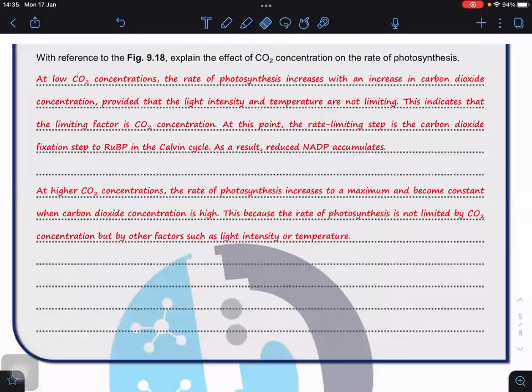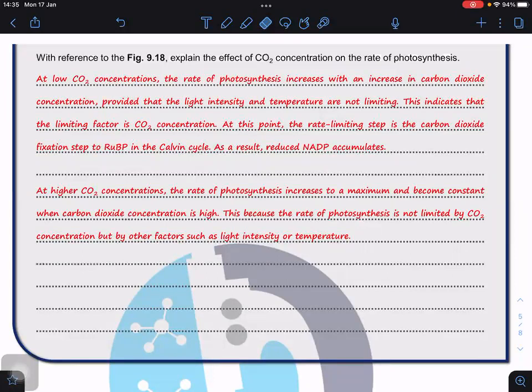At low CO2 concentration, the rate of photosynthesis increases when we increase the carbon dioxide concentration, provided that light intensity and temperature are not the limiting factor. So this indicates that the limiting factor is the CO2 concentration, because when you increase the CO2 concentration, you can see the rate increase. So definitely CO2 is a limiting factor.